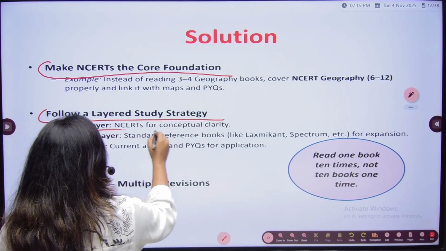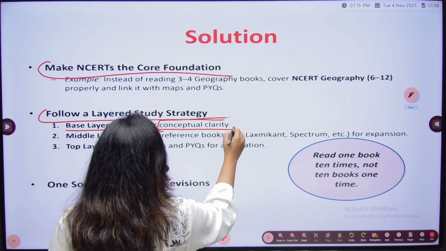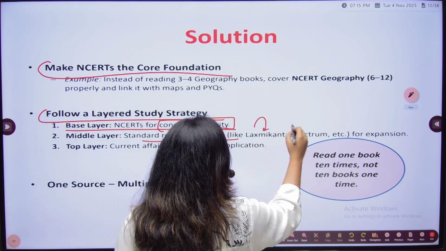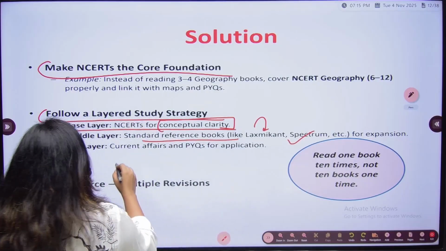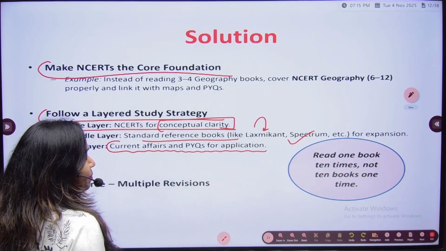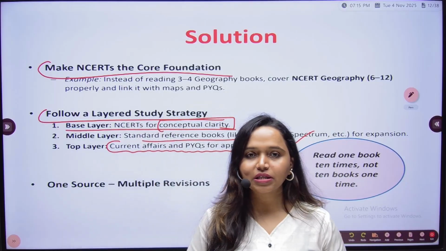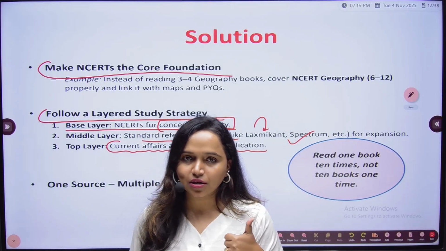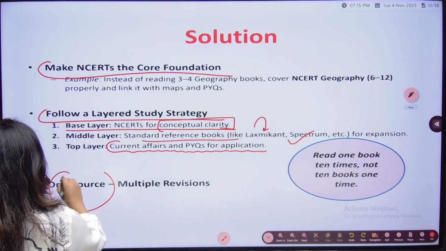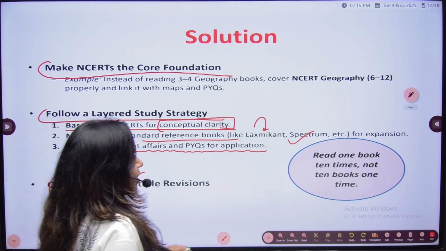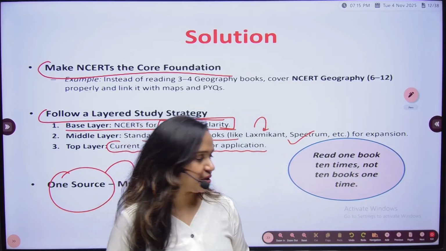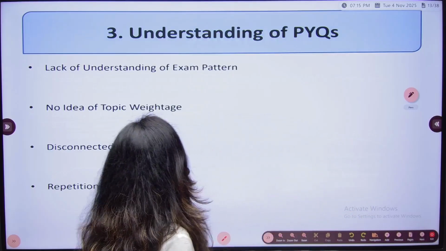You can form your basic conceptual clarity with NCERTs, and then you can go to sources such as Laxmikant, Spectrum, and then you can read current affairs and PYQs, because you will not be able to understand current affairs unless you have the basics very strong. So one source, multiple revisions. Read one book 10 times, not 10 books one time. This is very important. Now, what is the other challenge?